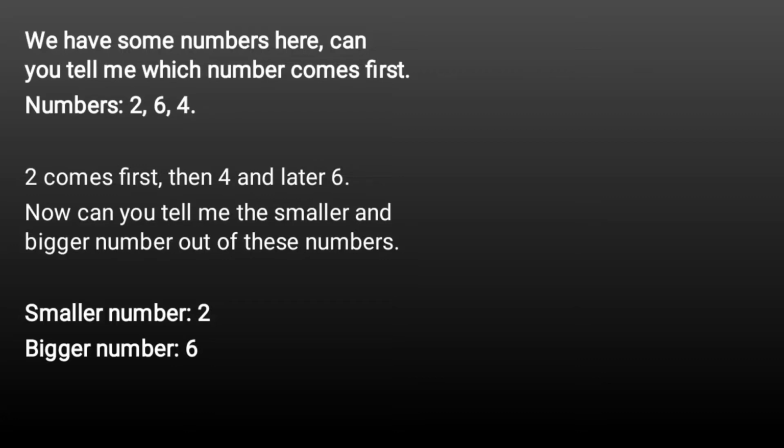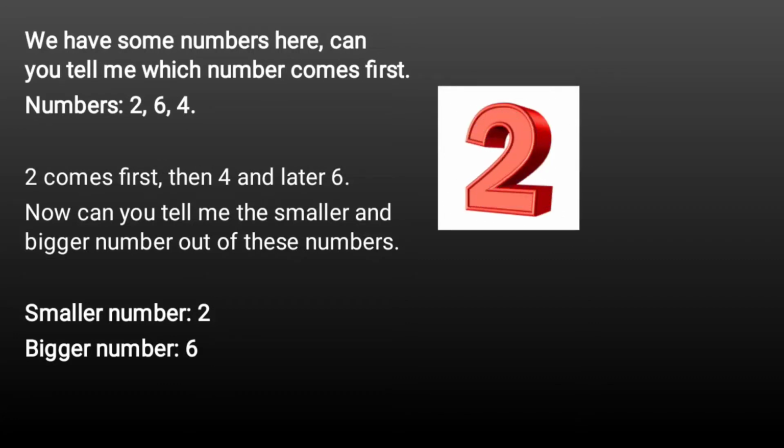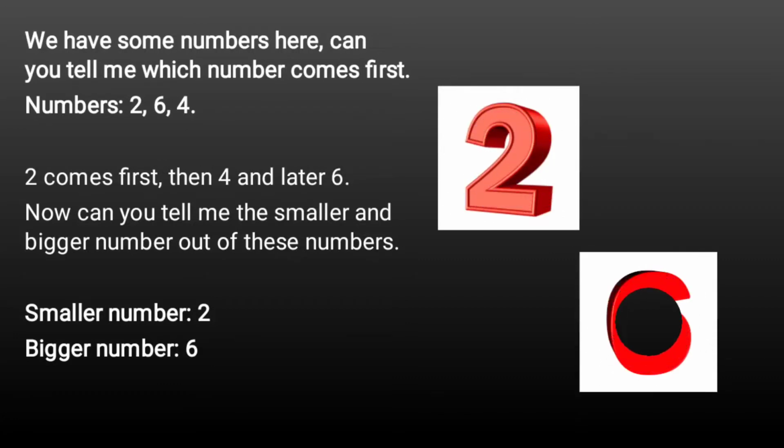Now, can you tell me the smaller and the bigger number out of these three numbers? The smaller number is 2 and the bigger number is 6, as we all know. 2 comes first when we write the numbers in a line or in a row, and later we have 4 and then at the end we have 6. So this way we can understand which is the smaller number out of these three numbers and which one is a bigger number. So 2 is a smaller number and 6 is a bigger number.